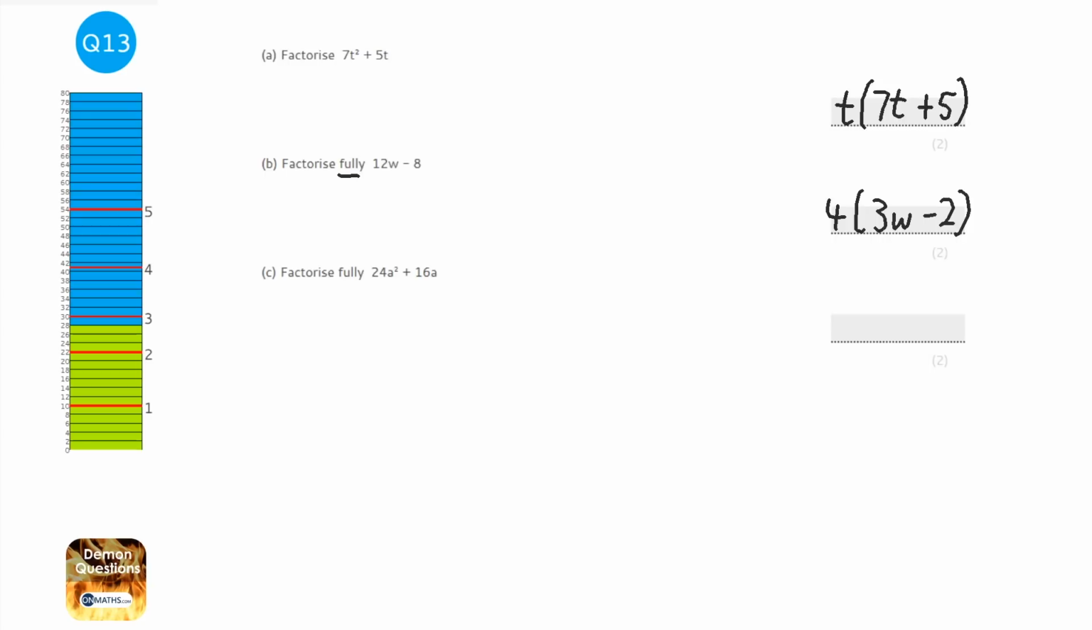Right, the last one, there's a number and a letter. So I'm thinking the number of 16 and 24 would be 8, and the letter would be a. Okay, so there's two things that we're dividing out this time. So I'm going to have 8a on the outside. So I figure out, what do I times 8 by to get to 24? Well, that's 3. And what do I times a by to get to a squared? Well, that's going to be a. What do I times 8 by to get to 16? 2. And what do I times 2 by to get to 16a? So it's just going to leave it because the a is on the outside of the bracket. So a times 2 is 16a, so I don't need an a there.